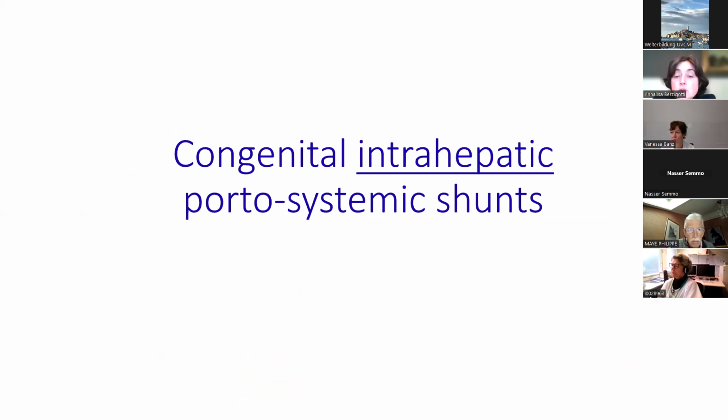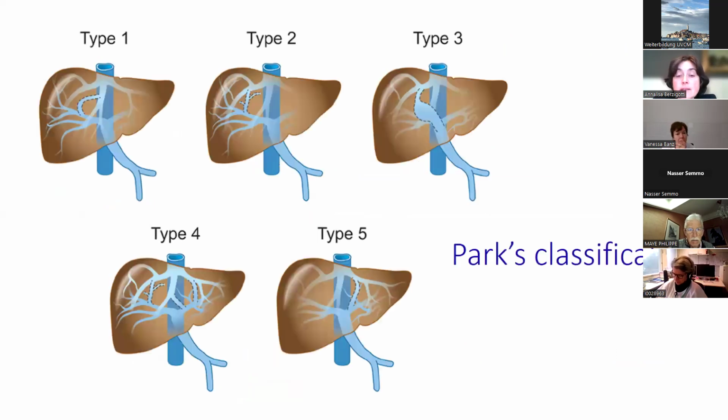Let's start with the intrahepatic portosystemic shunts. So remember, the first thing is to locate the shunts. Is it in the liver or outside the liver? And this makes a lot of difference. So we will see that intrahepatic portosystemic shunts are classified according to this classification that is shown here. It's Park's classification, and you can see that it's relatively simple.